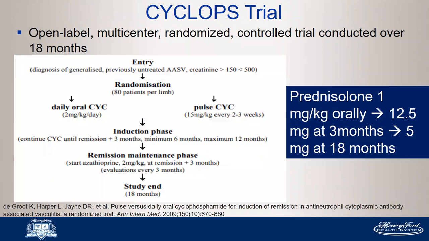So again, this was a multi-center randomized controlled trial over 18 months, with randomization to either daily oral cyclophosphamide or pulse IV cyclophosphamide. They received the cyclophosphamide until remission plus an extra 3 months. They were on this treatment for at least 6 months, no more than 12 months, because of the cumulative dose of cyclophosphamide. They do not recommend crossing that maximum dose. So maximum 12 months, minimum 6 months. And both groups, like in the previous trial, were on a steroid regimen in addition to the cyclophosphamide.